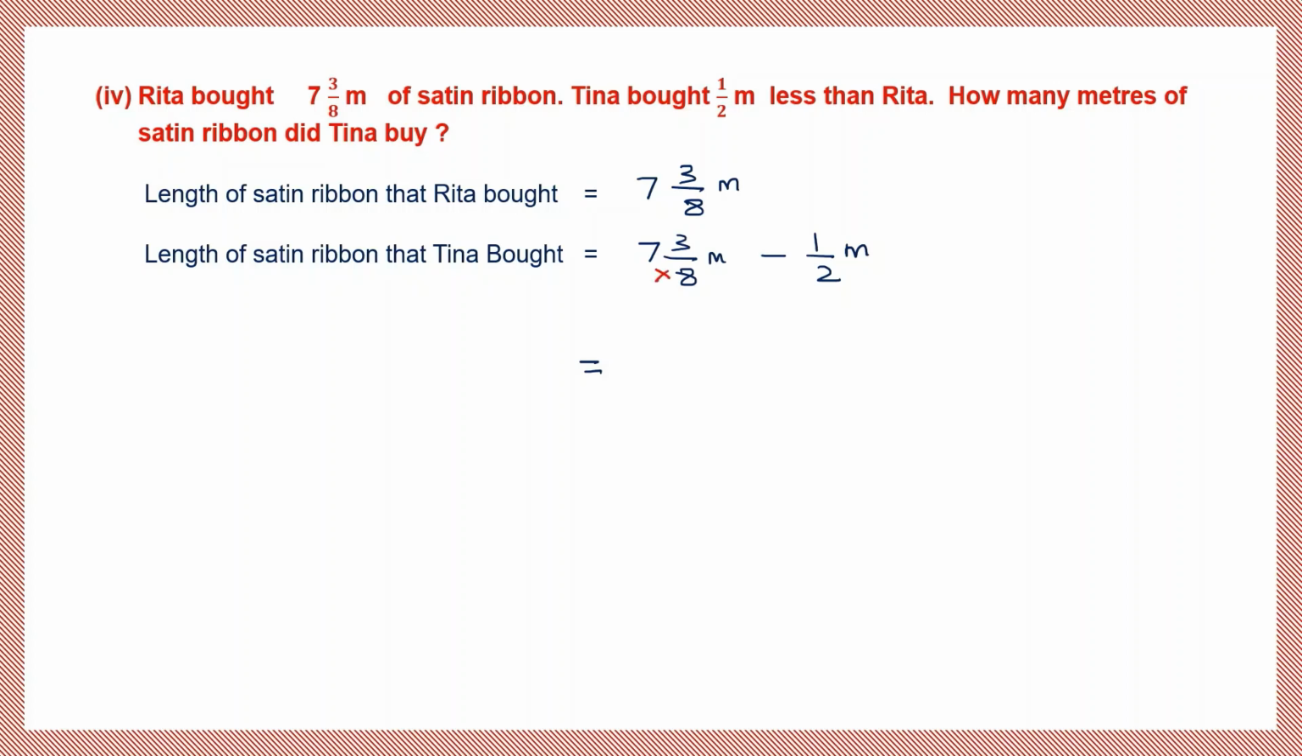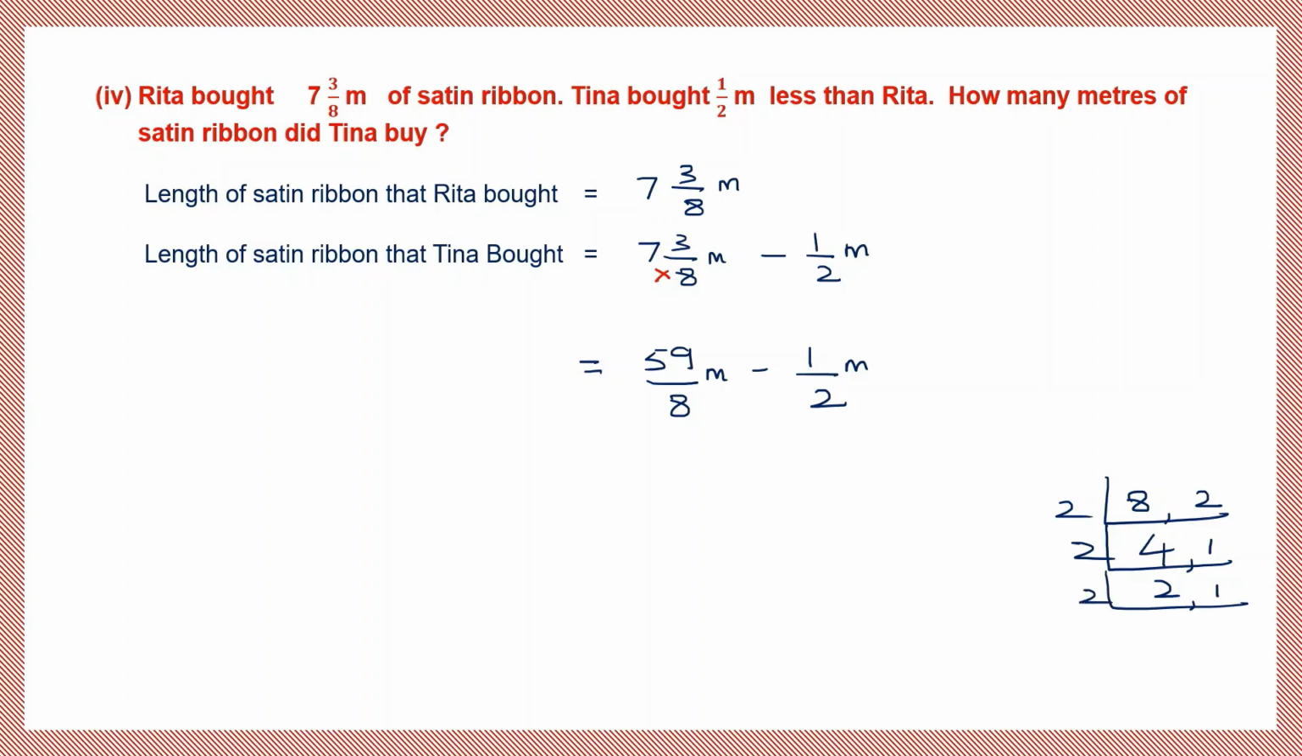8 sevens are 56 plus 3 is 59. 59 by 8 meters minus 1 by 2 meters. So let's do the subtraction. So here both are fractions, so we find the LCM of the denominators, 8 and 2. 2 4s are 8, 2 1s are 2. Again you continue with 2, 2 2s are 4, 1. Now continue with 2, 1 and 1. So the LCM is 2 into 2 into 2. 2 2s are 4, 4 2s are 8.